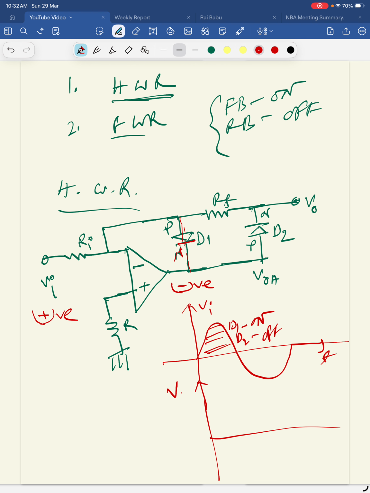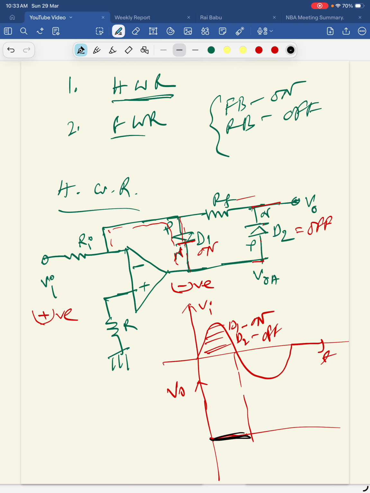So at the output we don't get any output, because D2 is open circuit, there is no physical connection between these two terminals, because this is off, so this is open circuit, and this is on, so this is short circuit. So the path is something like that. So RF is removed from the feedback path, so the output is 0 here. We don't get any output, this is 0 only.